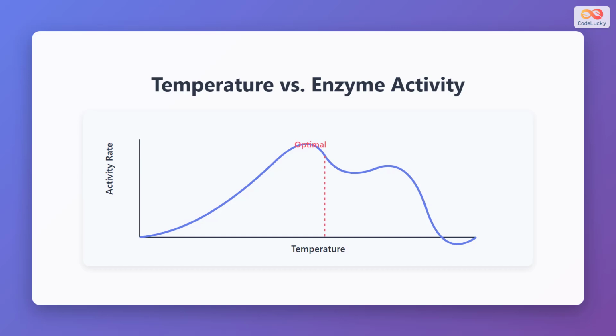The relationship between temperature and enzyme activity follows a characteristic bell-shaped curve. As temperature increases from low levels, enzyme activity rises steadily. This continues until reaching the optimal temperature, where activity peaks. Beyond this optimal point, activity drops sharply as denaturation begins. For most human enzymes, the optimal temperature is around 37 degrees Celsius, which matches normal body temperature. This graph demonstrates why maintaining proper body temperature is so important for metabolic processes.